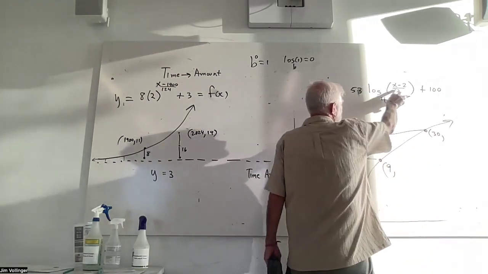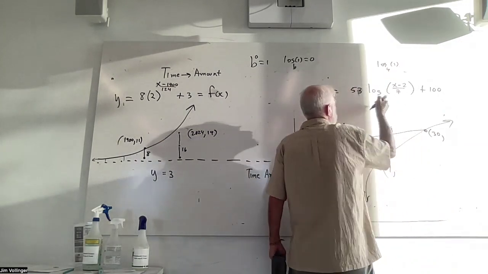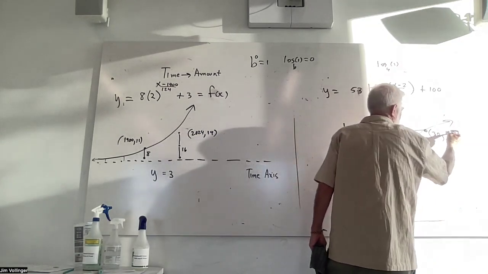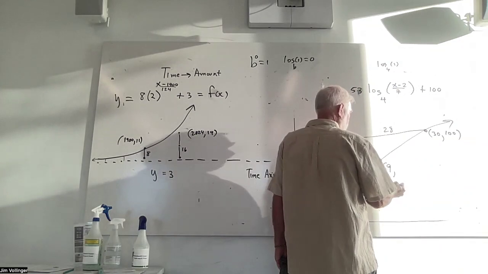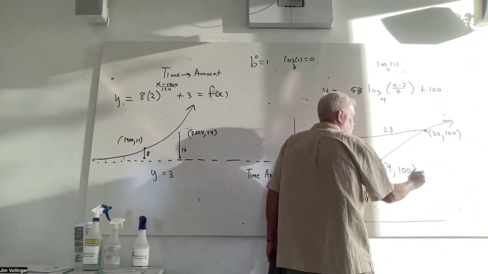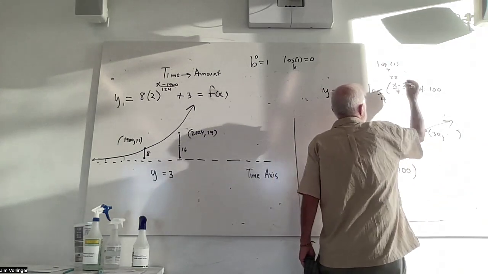So I'll drop a 9 in. I get log base 4 of 1, which is 0. 0 times anything is 0. So that gives me 100. Oh, I wanted the 100 here, sorry. That was the 9. Then I want to drop in a 28. So let's drop in a 28.